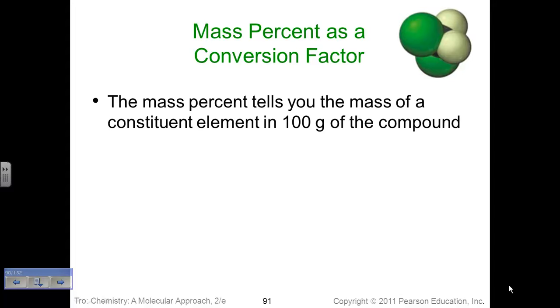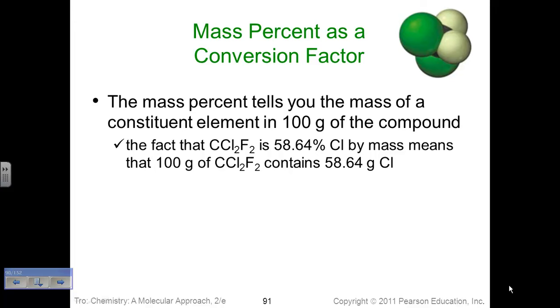We can also use mass percent as a conversion factor. The very definition of percent means parts out of 100 parts, so you get the mass of each element in 100 grams of the compound. The fact that CCl2F2, we found it to be 58.64% by mass chlorine means that if I had 100 grams of the sample, that's what the percent sign means, parts out of 100, 58.64 of those grams are coming from chlorine.